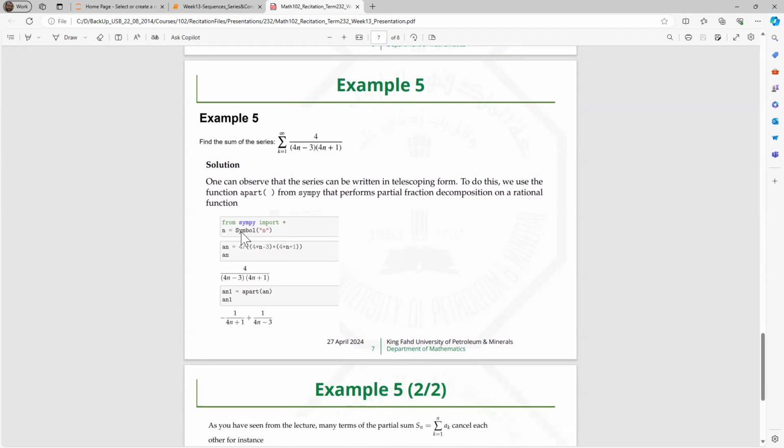So what should we do? We import the whole environment. We define n as a symbol, and we write an as 4 divided by (4 times n minus 3) times (4n plus 1). So that's the display of an, and we'll apply apart here to an. And you see that that is displayed as the decomposition: minus 1 over 4n plus 1, plus 1 over 4n minus 3. You see, this already saves a lot of time.